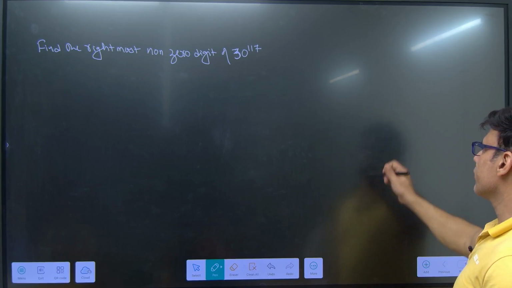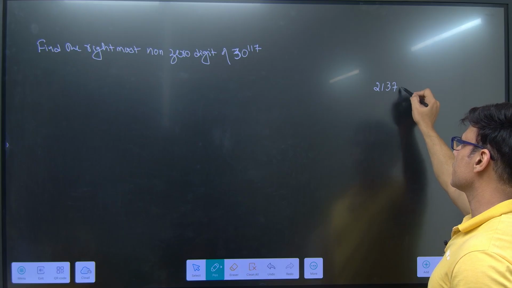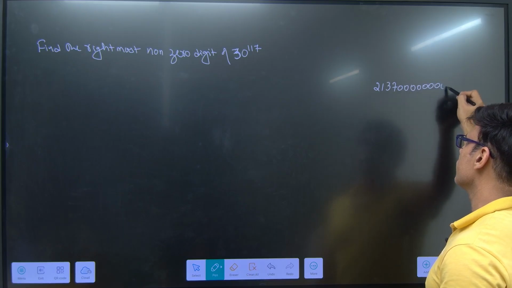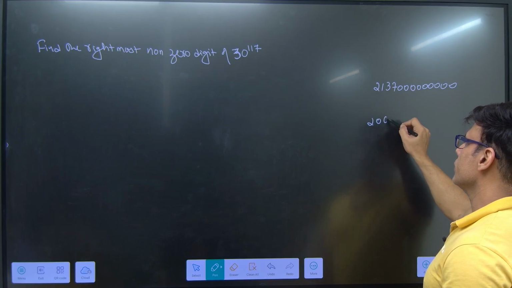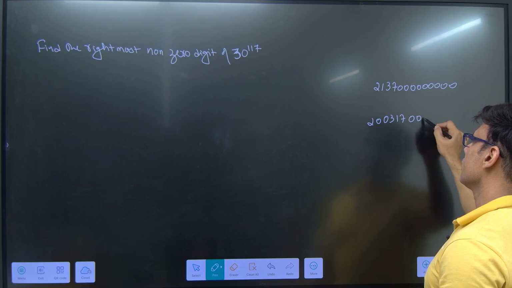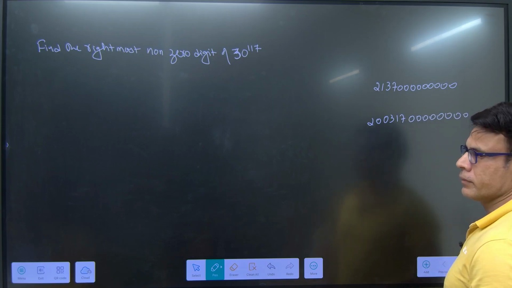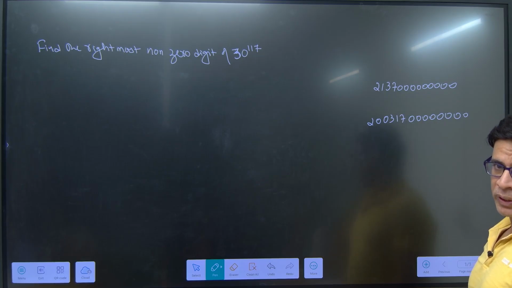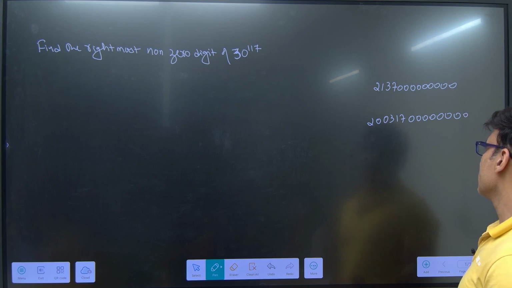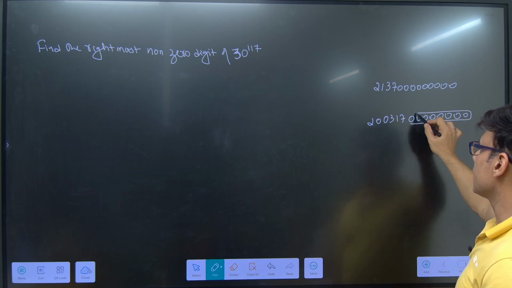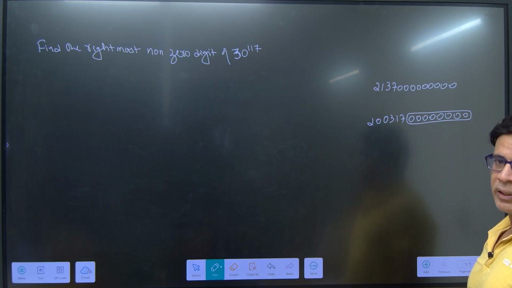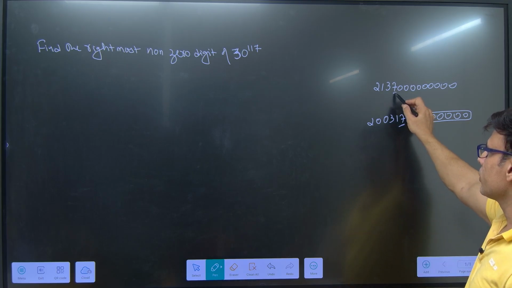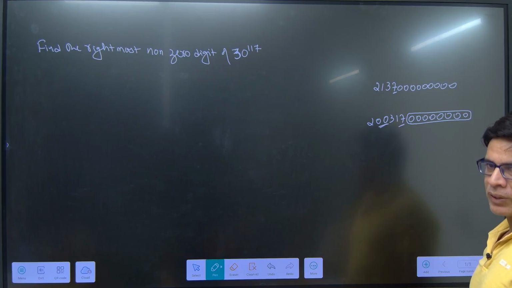First of all, if I am writing some number, let's say 2137000000000, and if I write 200317, in both cases, your rightmost non-zero digit, right? When I say rightmost non-zero digit, that means the non-zero digit after the trailing zeros. See, these are continuous 0s. Rightmost non-zero digit will be 7. Here also rightmost non-zero digit will be 7. Although there are 2 more zeros, you have to find out the rightmost non-zero digit after trailing zeros, right?